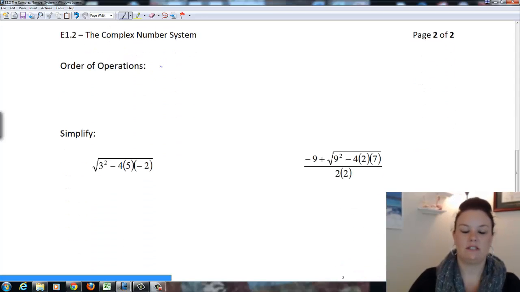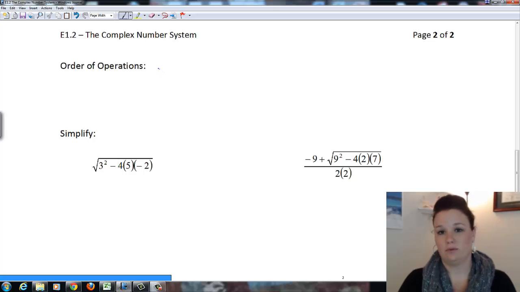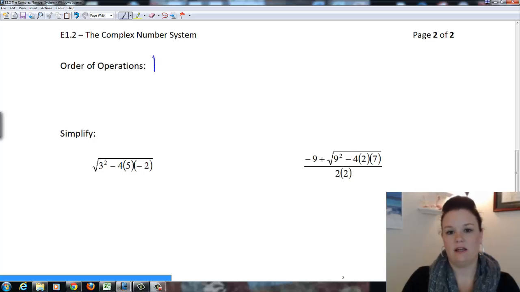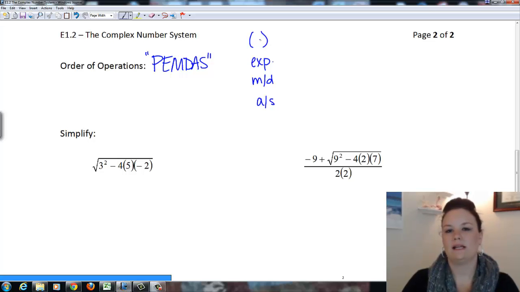Order of operations tells us the order in which mathematical operations are to be carried out. Okay? You may have learned PEMDAS, which is please excuse my dear Aunt Sally, or whatever, that basically tells us that we do parentheses and then exponents, and then we do multiplication and division, and then we do addition and subtraction in that order. Okay. When I say parentheses, know that this could mean any kind of grouping symbols.